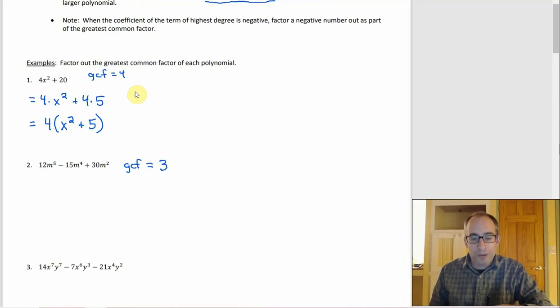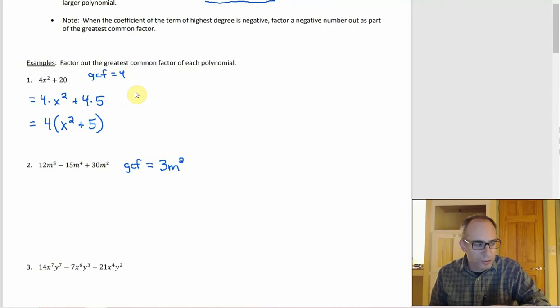Generally with variables, if you can factor something out, it'll be the smallest power, or smallest exponent, that shows up. So we had m to the 5th, m to the 4th, and m squared. We should be able to factor out an m squared. So that's going to be our greatest common factor that we're going to factor out here.